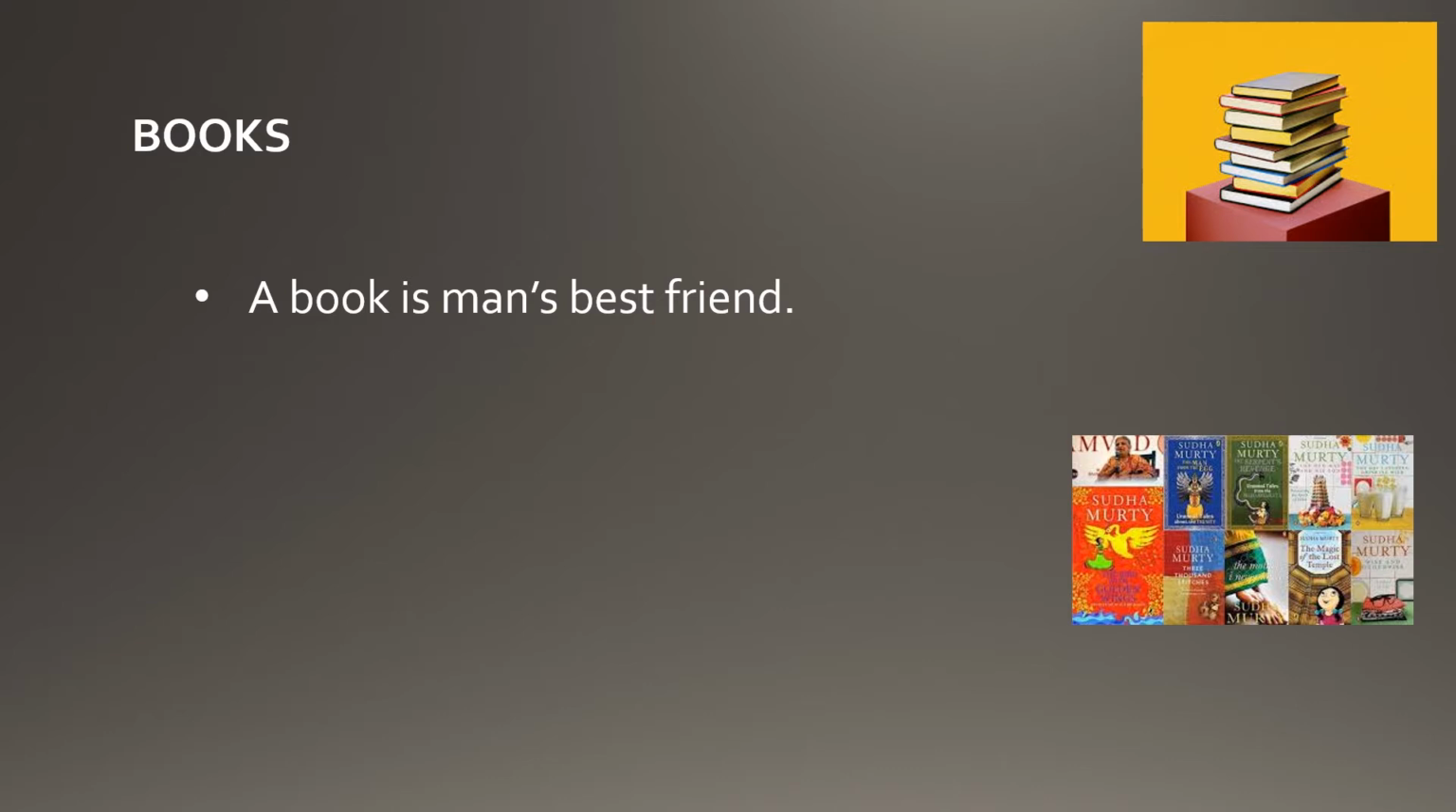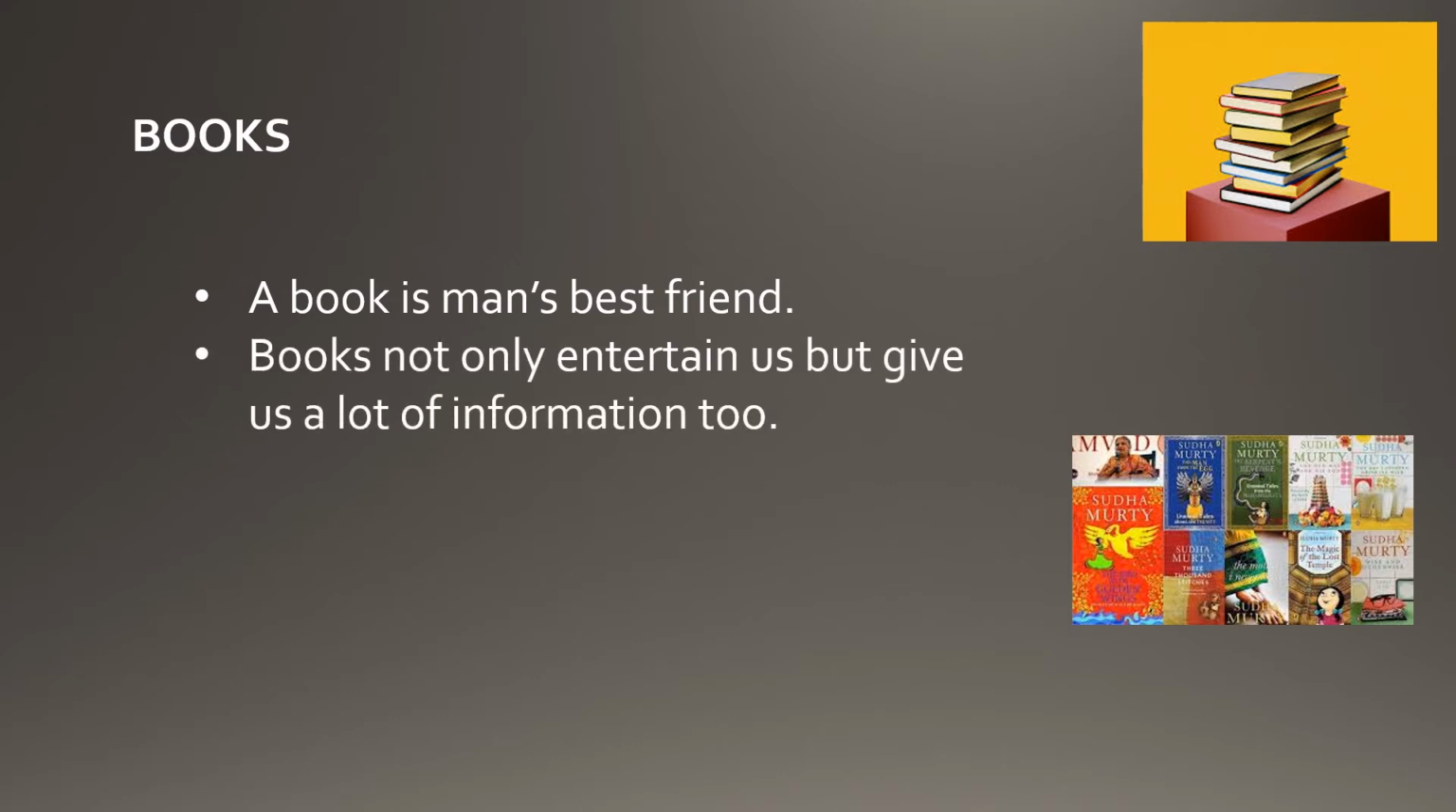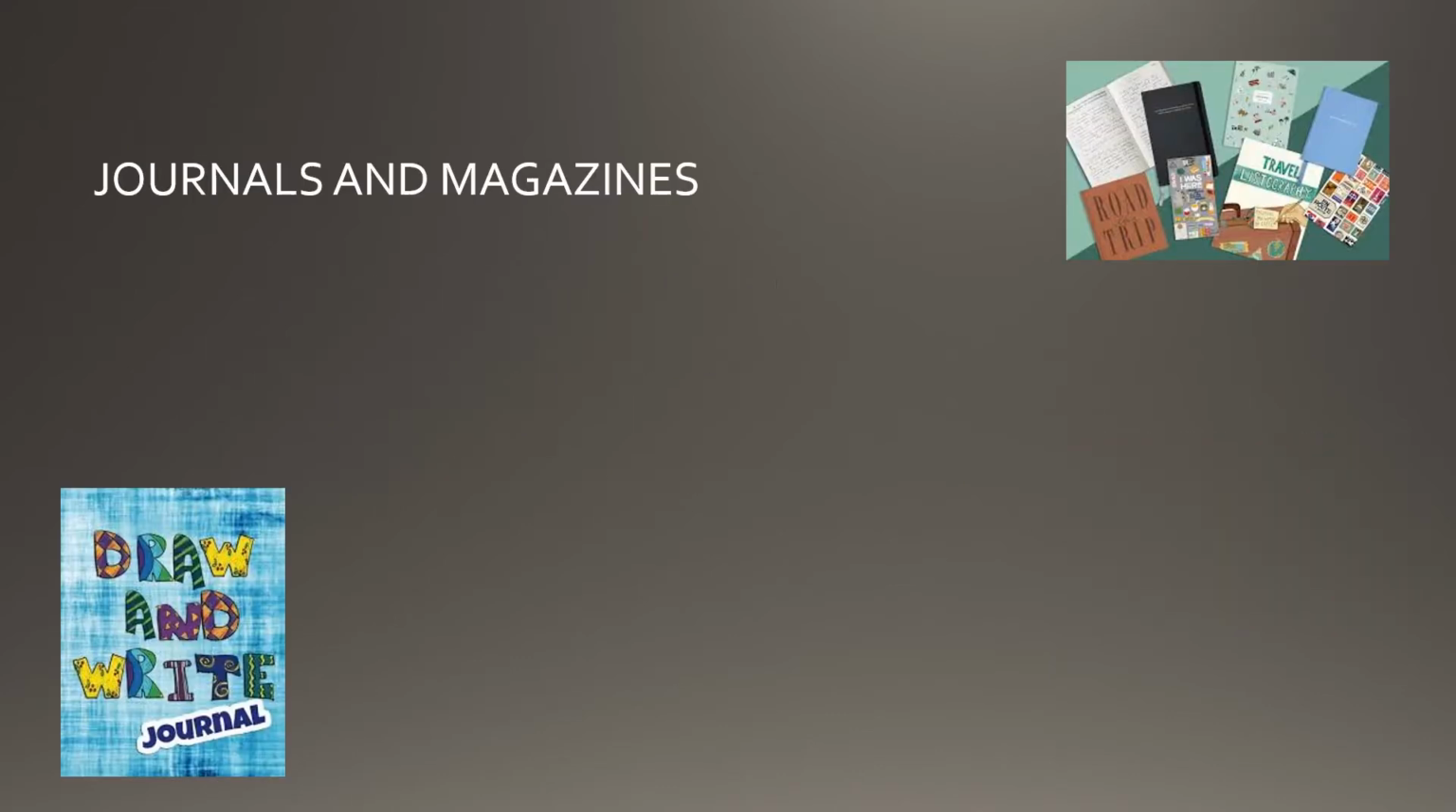Books are written on many subjects, like social issues, means what is happening around the world, stories, novels, poems, biographies, religion. These are a few things, the information we can get from books. Books not only entertain us but also give us a lot of information. And children, you know, books can be carried anywhere and can be read any number of times.